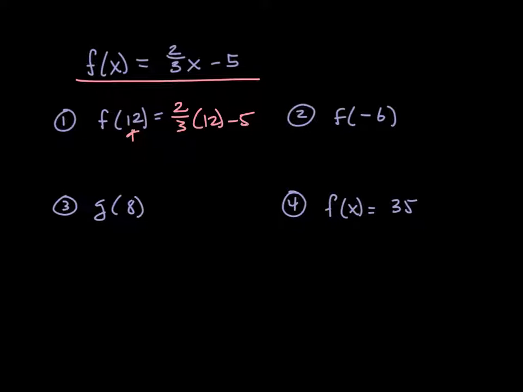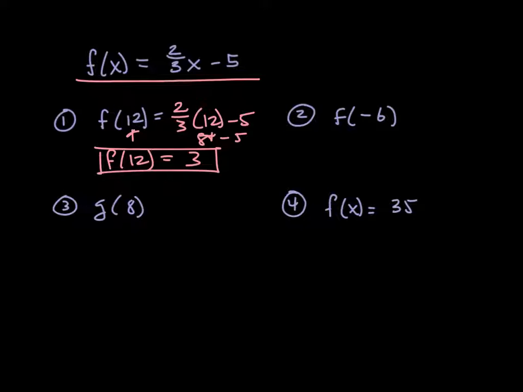The first row, you should note that the 12 and the 12 should match identically. Thereafter, the left-hand side stays a placeholder, so f of 12 stays there as a placeholder. The right-hand side becomes a calculation. 2/3 of 12 is going to be 8, so 8 minus 5 is 3. So f of 12 is equivalent to 3.